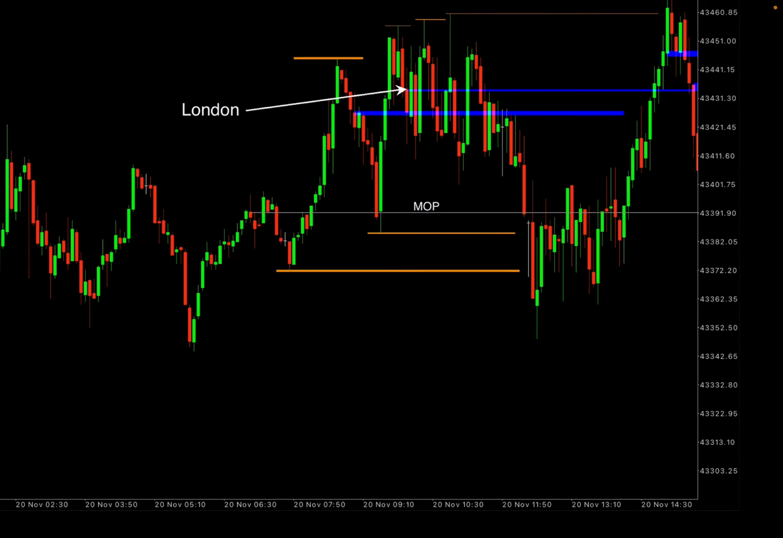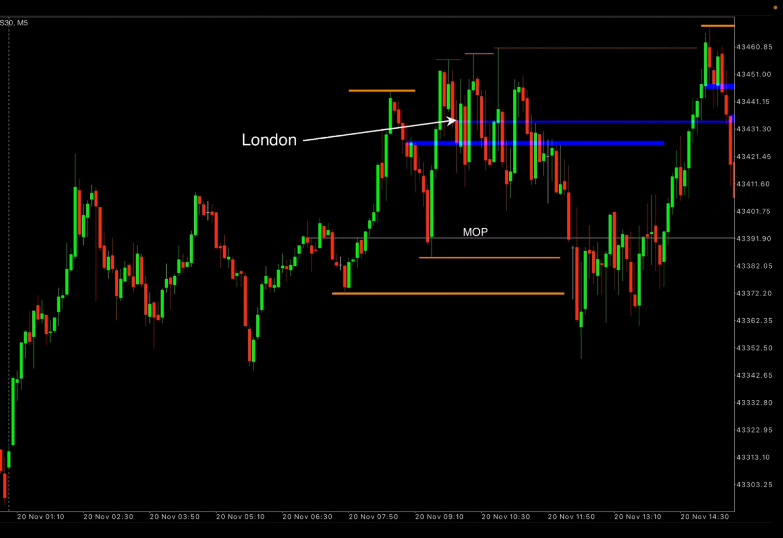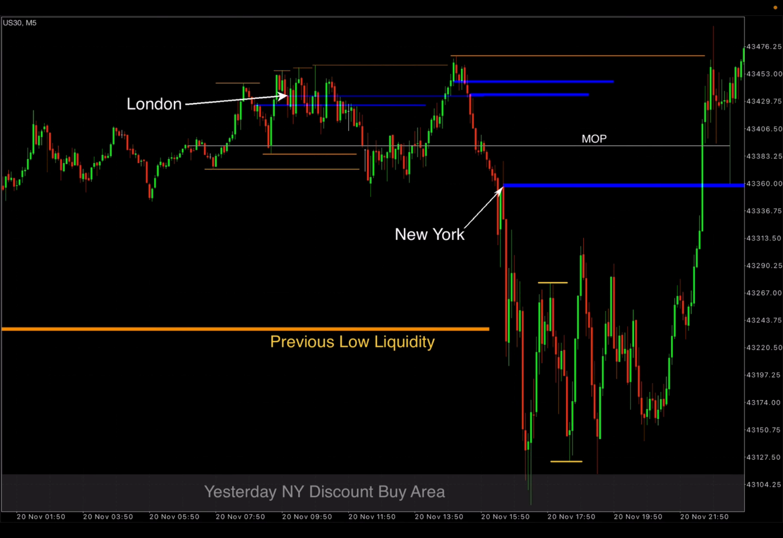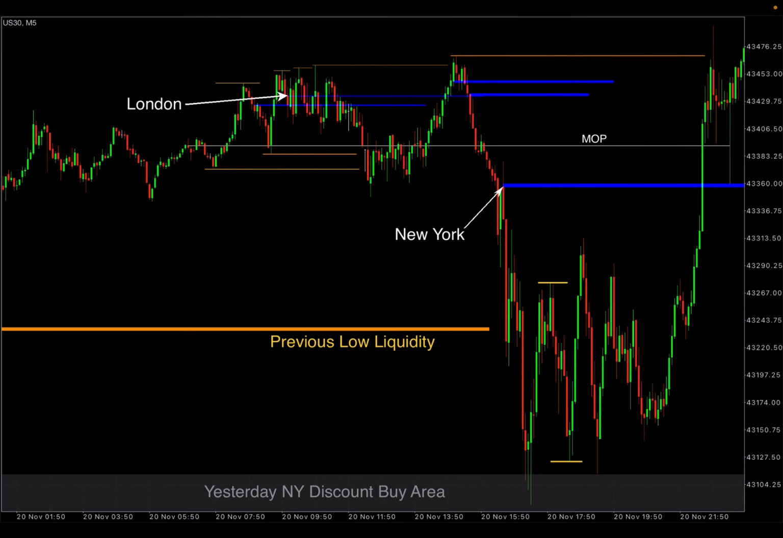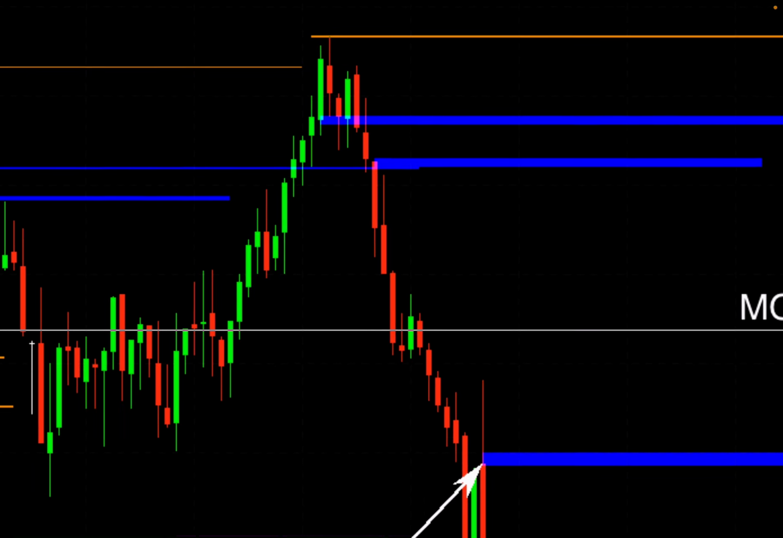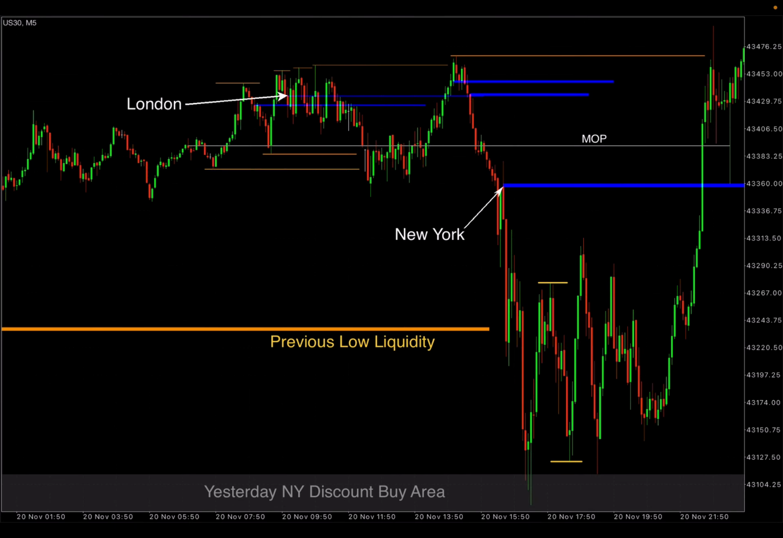The best confirmation here is the liquidity grab below. So it's taking liquidity, then it's showing the buying power. That leads into this move. It's taking one last liquidity grab up here, and that goes into the New York session. You can see how that is the pre-New York and the high volume time there that starts the downwards move. New York session opens, and that continues the downwards move all the way down to yesterday's New York discount buy area where they start to buy.